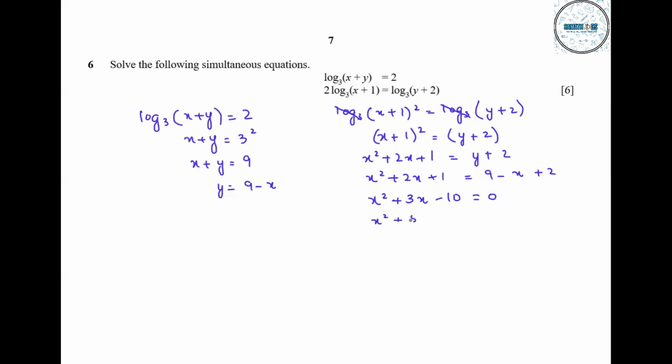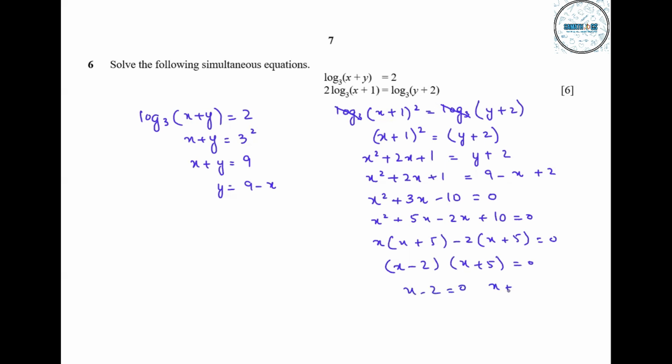Now we can do middle term breaking. Plus 5x minus 2x minus 10 is equal to 0. X is common, x plus 5 minus 2 is common, x plus 5 is equal to 0. We have two factors, x minus 2 and x plus 5. So x minus 2 is equal to 0, and x plus 5 is equal to 0. So we have got one value as 2, another value as minus 5.